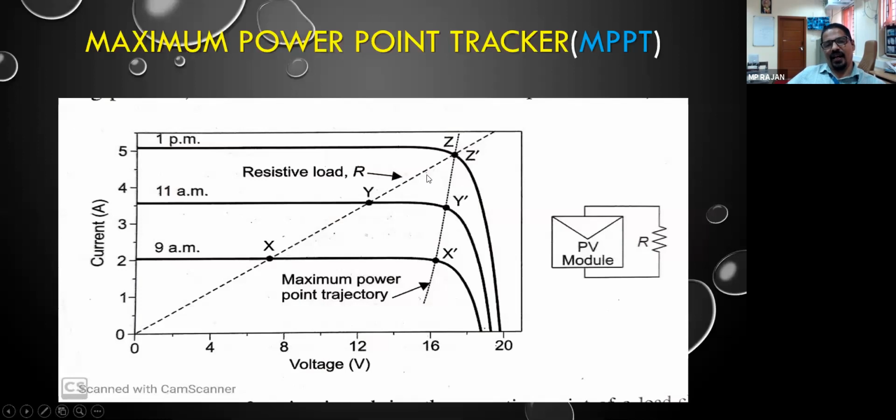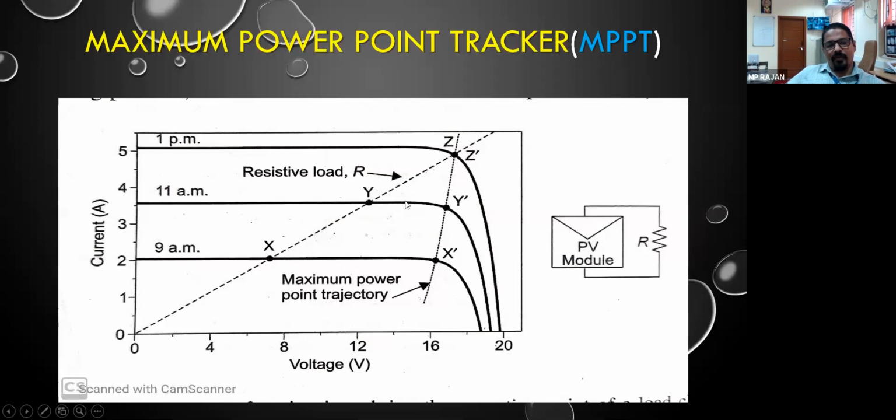So there is an electronic sensing device called MPPT, maximum power point tracker. Okay, it will be either in the charge controller or, in case of a grid tie inverter, in the inverter. So this point will be fixed. This is, we can say, the operating point also.